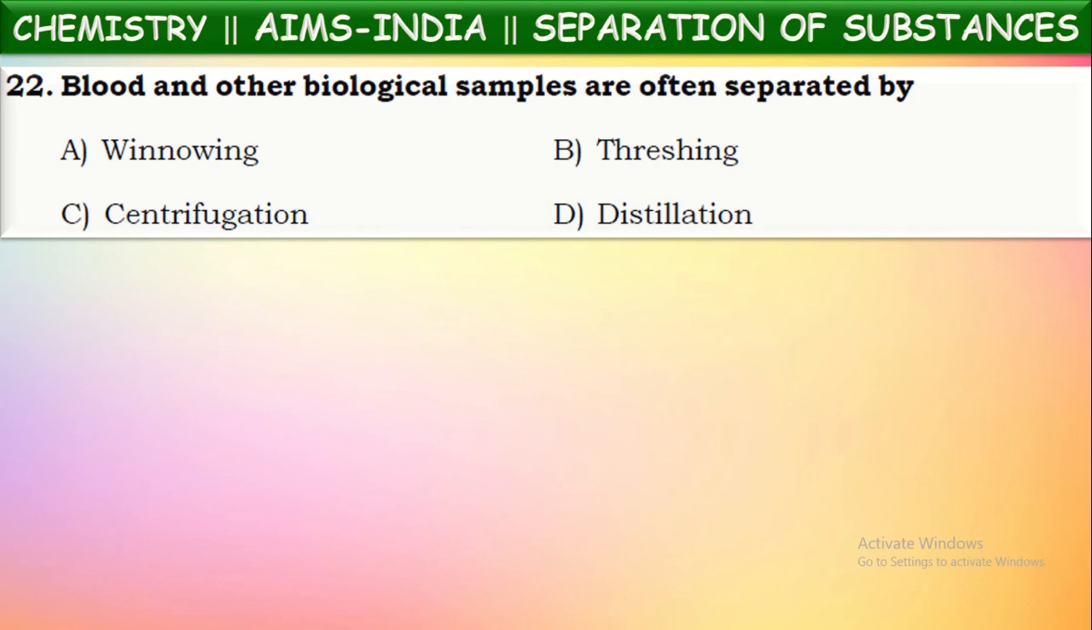One more. Blood and other biological samples are often separated by. How do they separate blood samples? By using the centrifugation technique. They take the blood sample into a test tube and keep it in the centrifuge. When it is whirled at very high speed, the solid particles present in the blood will settle at the bottom of the container. This process is called centrifugation. This is an apparatus used for this operation in laboratories. Not only for blood samples, it is generally used for separation of cream from milk in dairies also.